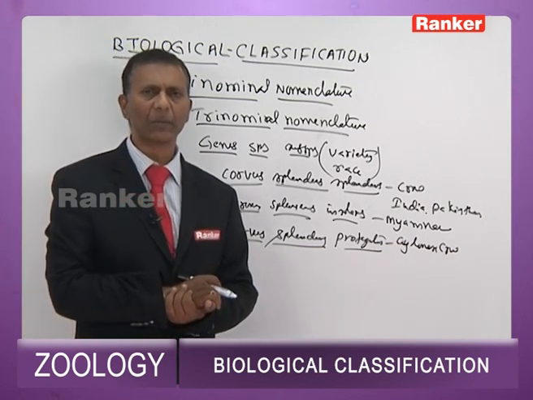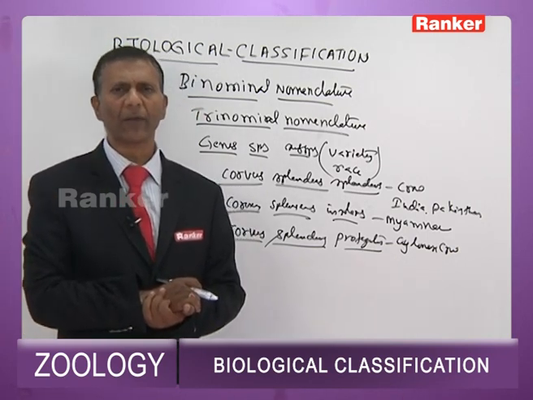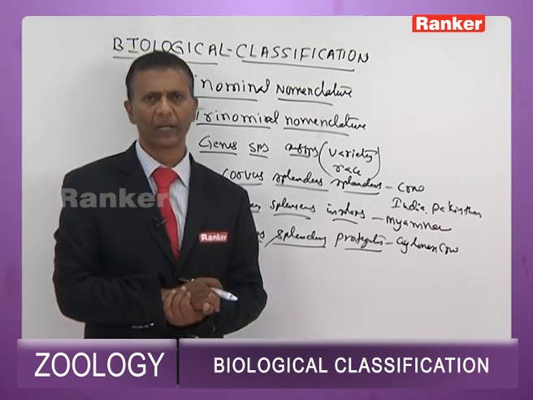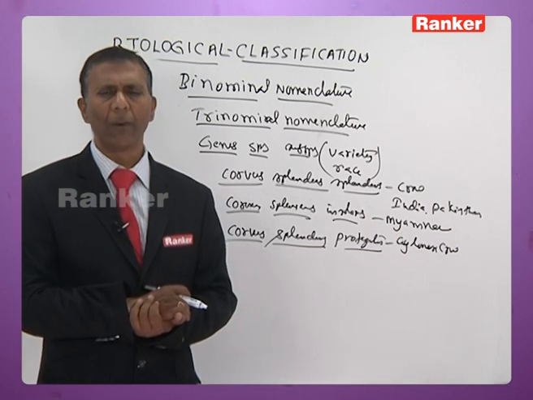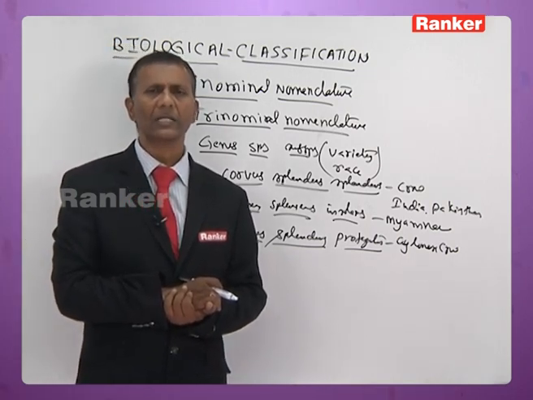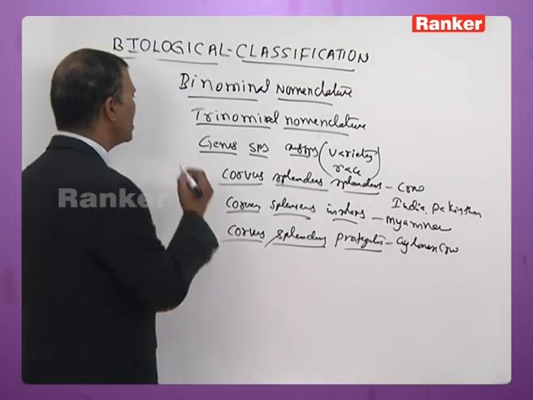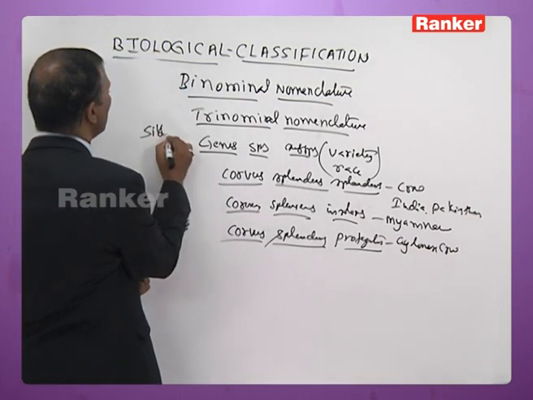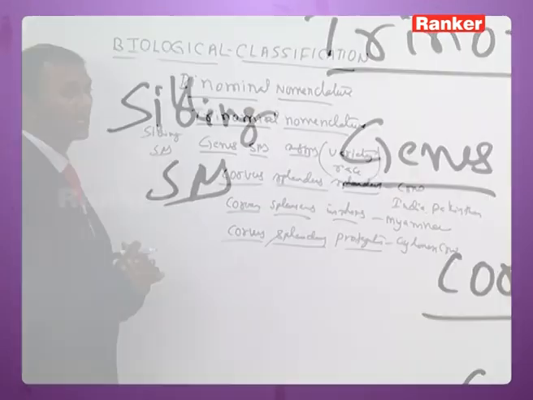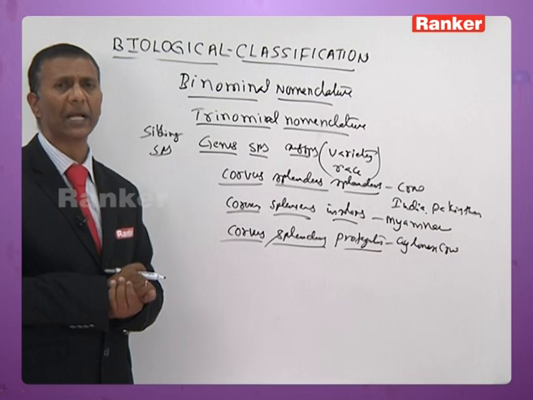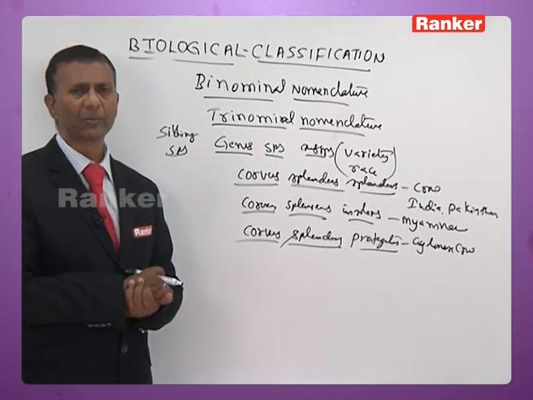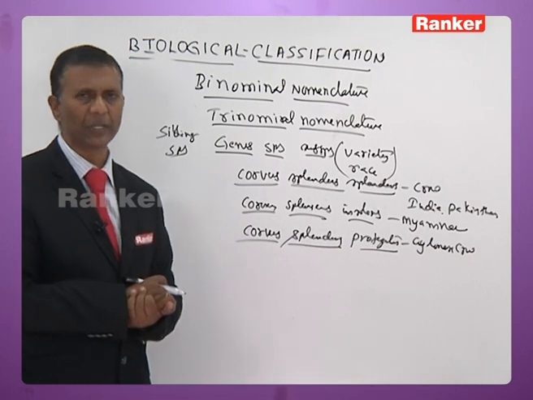And there are some species which are morphologically similar but reproductively isolated. Species which are morphologically similar and reproductively isolated are called sibling species. Morphologically they are more or less identical, but reproductively they are isolated from each other. So such species are known as sibling species.